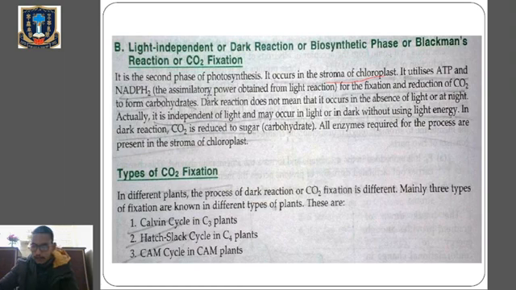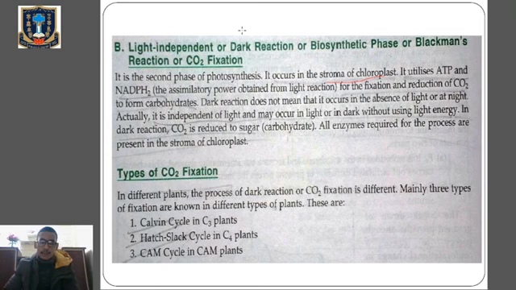Now dark reaction does not mean that it usually occurs at night or in the absence of light. It is independent of light and can occur in light or in dark. It can occur during the daytime also in the presence of light, but it does not use the light energy.